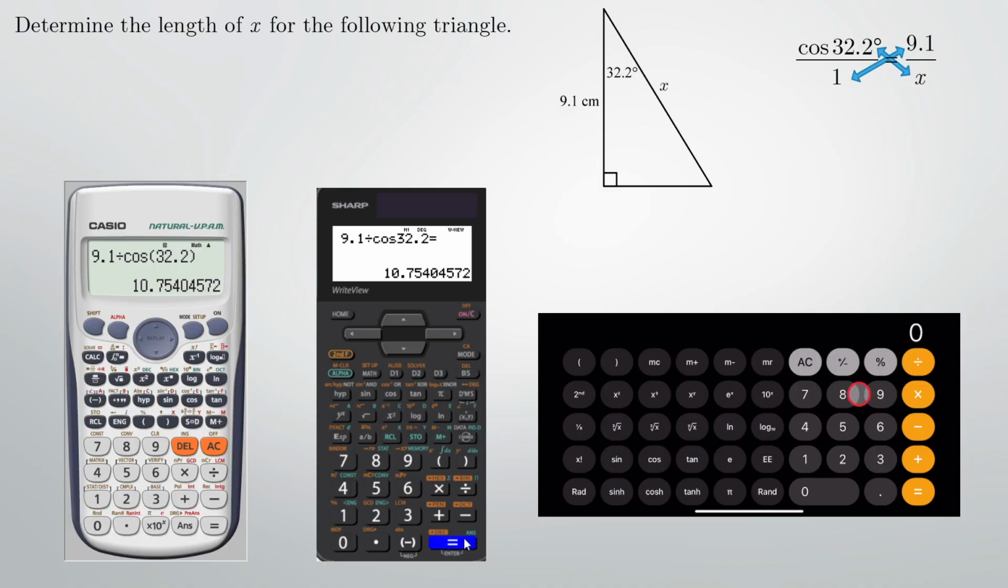Now with the iPhone or the single line display calculator, we have to type things in slightly differently again. And this time we'll do 9.1. And we wanted to divide that by the cos of 32.2. So we're going to hit divided by, but with this model, you have to hit 32.2 and tell the calculator you want to take the cosine of that. That's the cosine of 32.2. And to get the final answer, we just hit equals. And there we go. So no matter which method we use there, we get that our value for x is about 10.8 centimeters. And that's it.